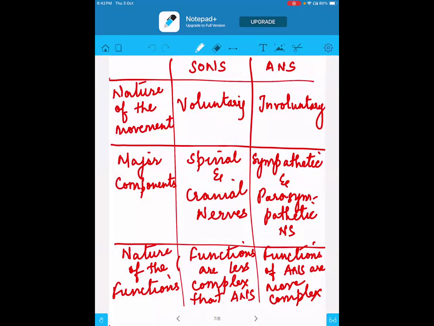So this is the second page about the nature, what it is, voluntary, involuntary, major components, what they include. Components, types, and composed, they all mean the same. What they are composed of means what they are made up of, what are the types, or what are the major components. They all have the same meaning. Components, types, composed, and made.